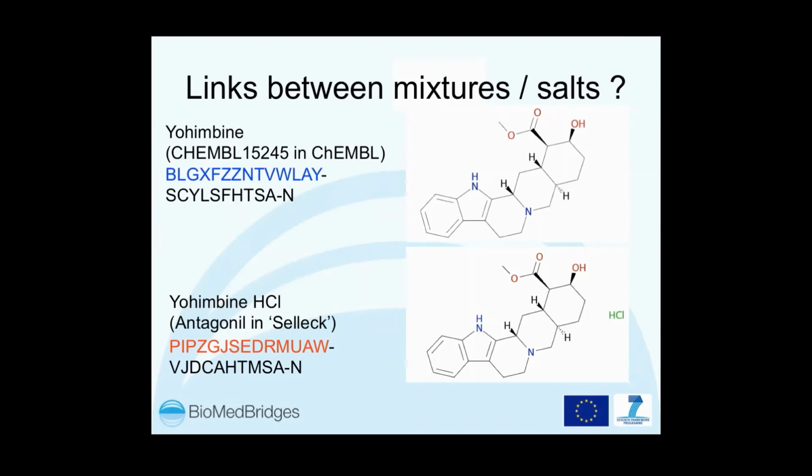But linking between mixtures and salts is a little bit more difficult, because here, of course, the connectivity layer is created from all the atoms within the molecule of interest. So yohimbine and yohimbine hydrochloride have different connectivity blocks. So we can't use that simple mechanism if we wish to link between mixtures and salts.